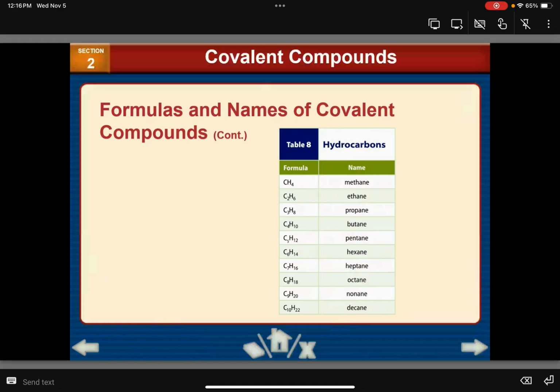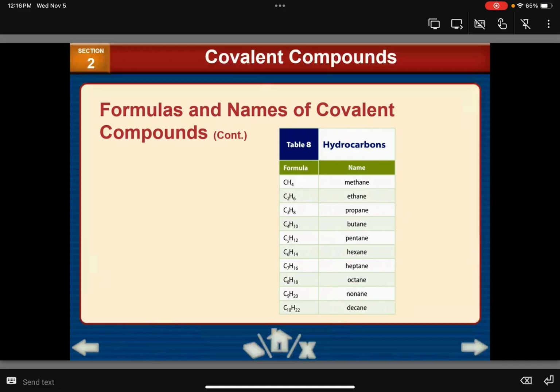And this is just your hydrocarbons. We don't spend a ton of time on hydrocarbons either. However, when we get into writing chemical reactions, sometimes they will give you one of these hydrocarbons, say it is burning in the presence of oxygen. What are its products? Always CO2 and H2O. You just have to balance it.